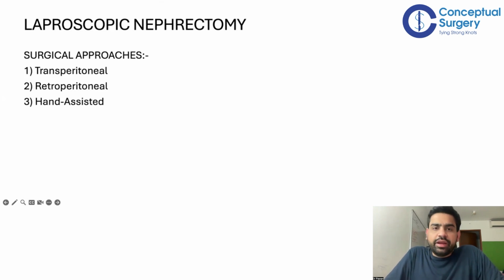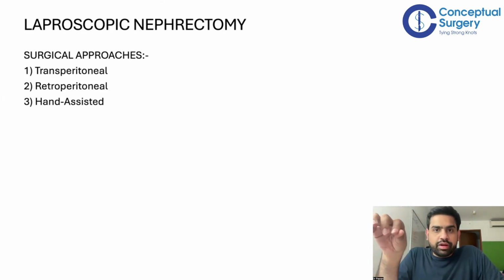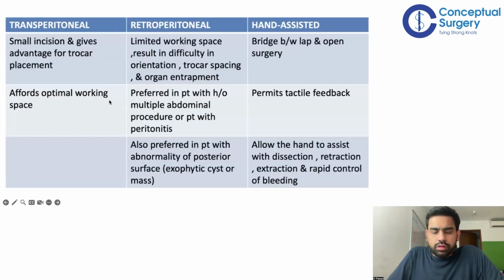And the other one is hand assisted. Here, most of the things are done by the laparoscopic route, but there is a hand port which you can put in order to mobilize the kidney and to get control of the vessels and all those particular things. Okay, so this is a very basic difference. Now, this is a more elaborate difference between them.